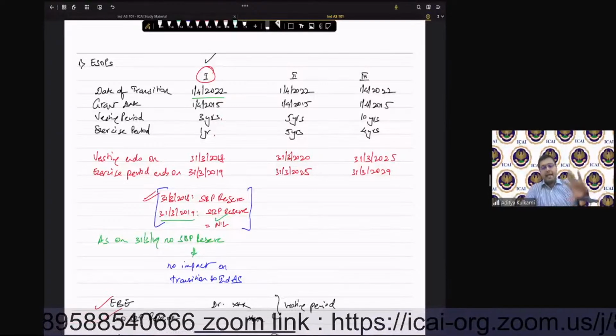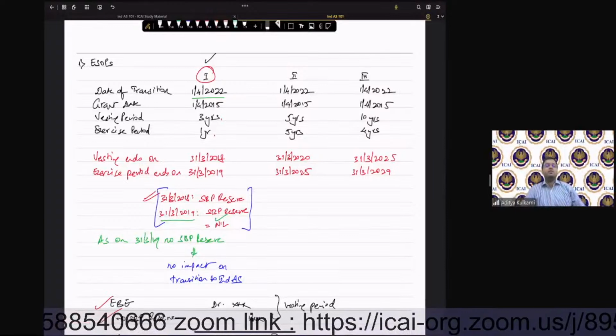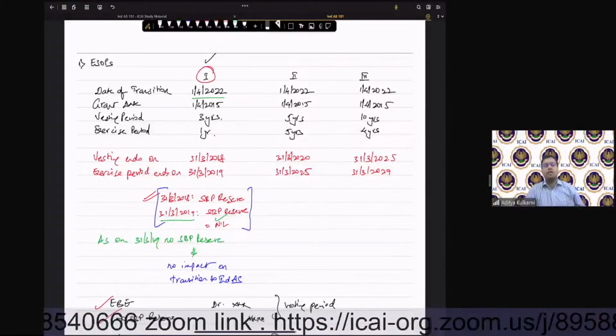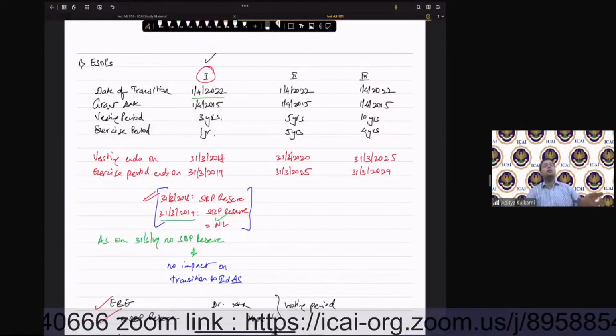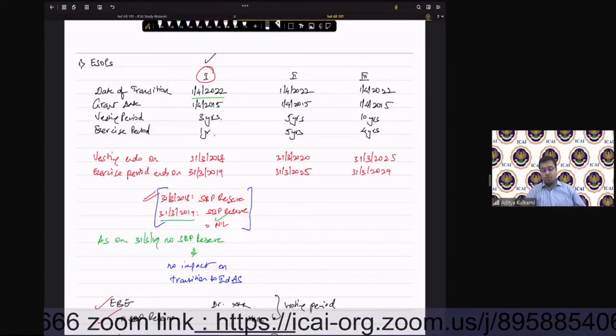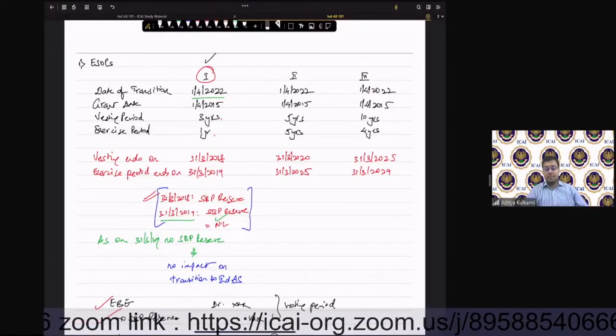Always remember, any relief granted under Ind AS 101 is more often than not optional. You can go for the complete restatement also. Okay.